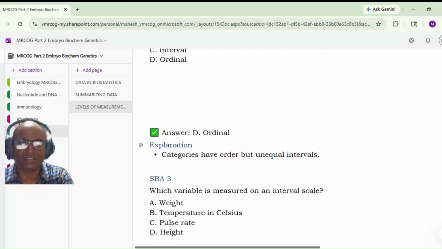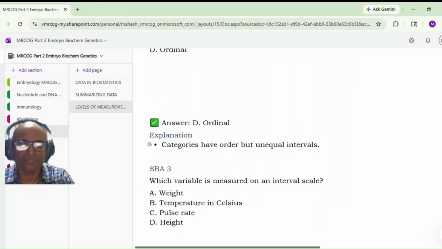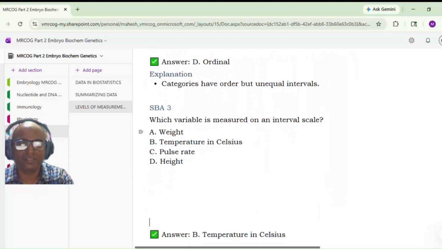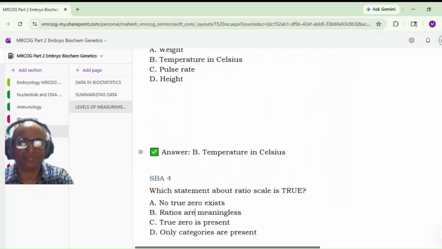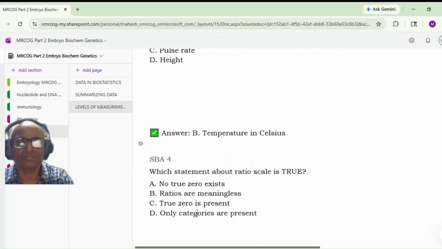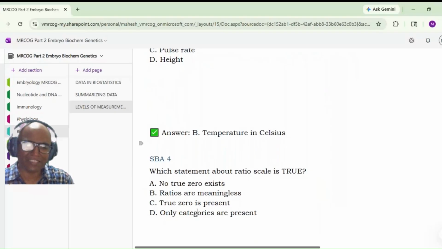Next. Which variable is measured on the interval scale? A. Weight, B. Temperature in Celsius, C. Pulse rate, and D. Height. Interval is temperature in Celsius. Yes, and there is no true zero over here. Next. Which statement about the ratio scale is true? No true zero exists. Ratios are meaningless. True zero is present. Only categories are present. Sir, true zero is present. Yes, that is the highest scale. Everything is present, so true zero is present in the ratio scale.